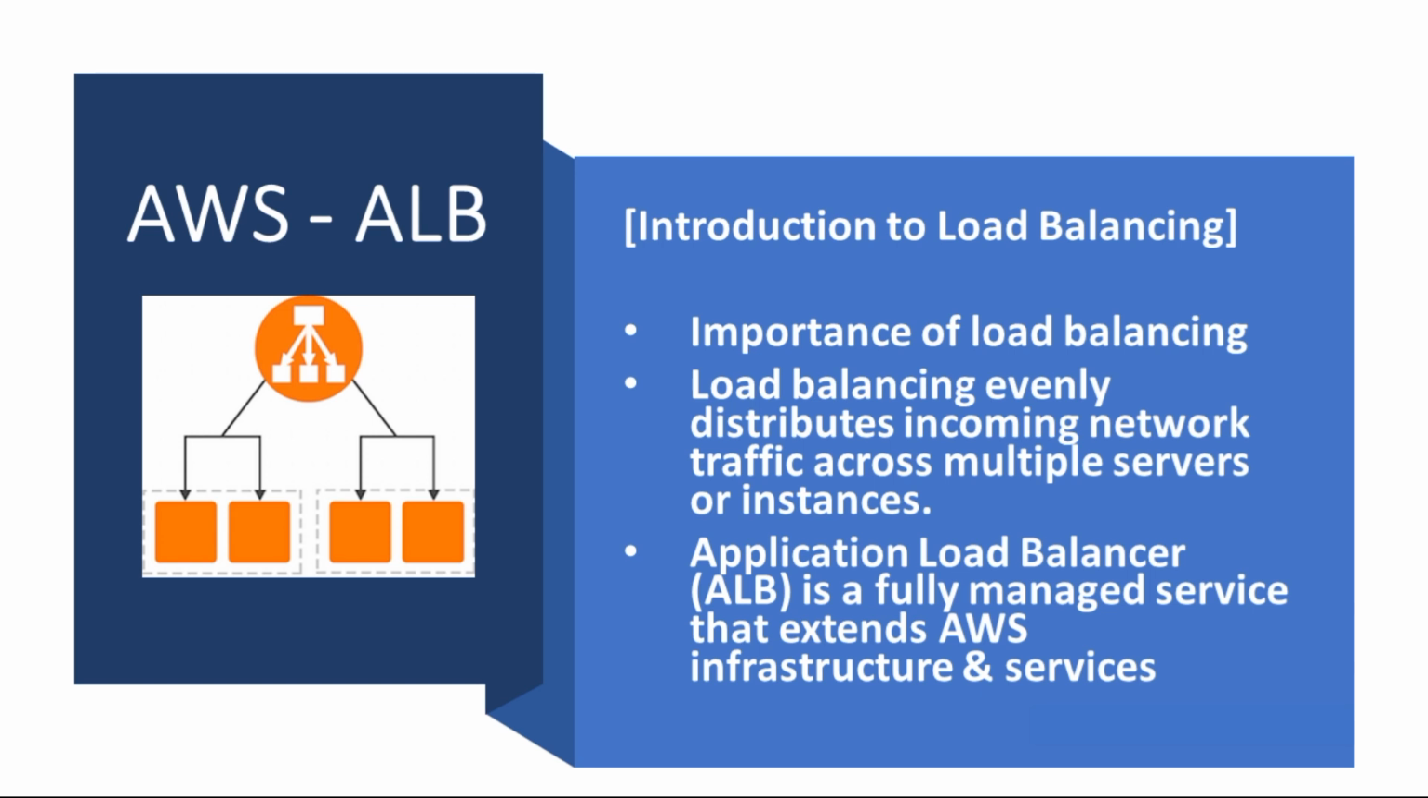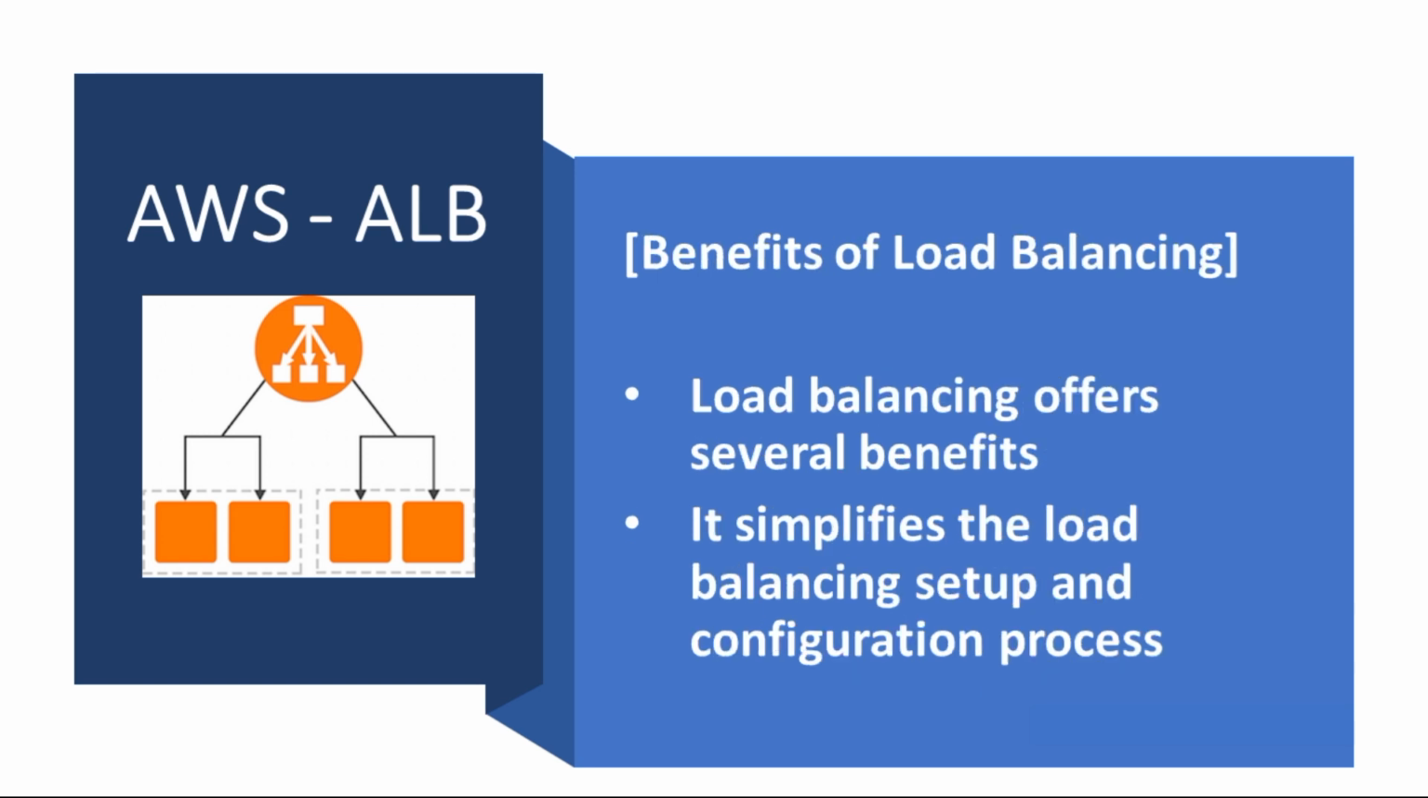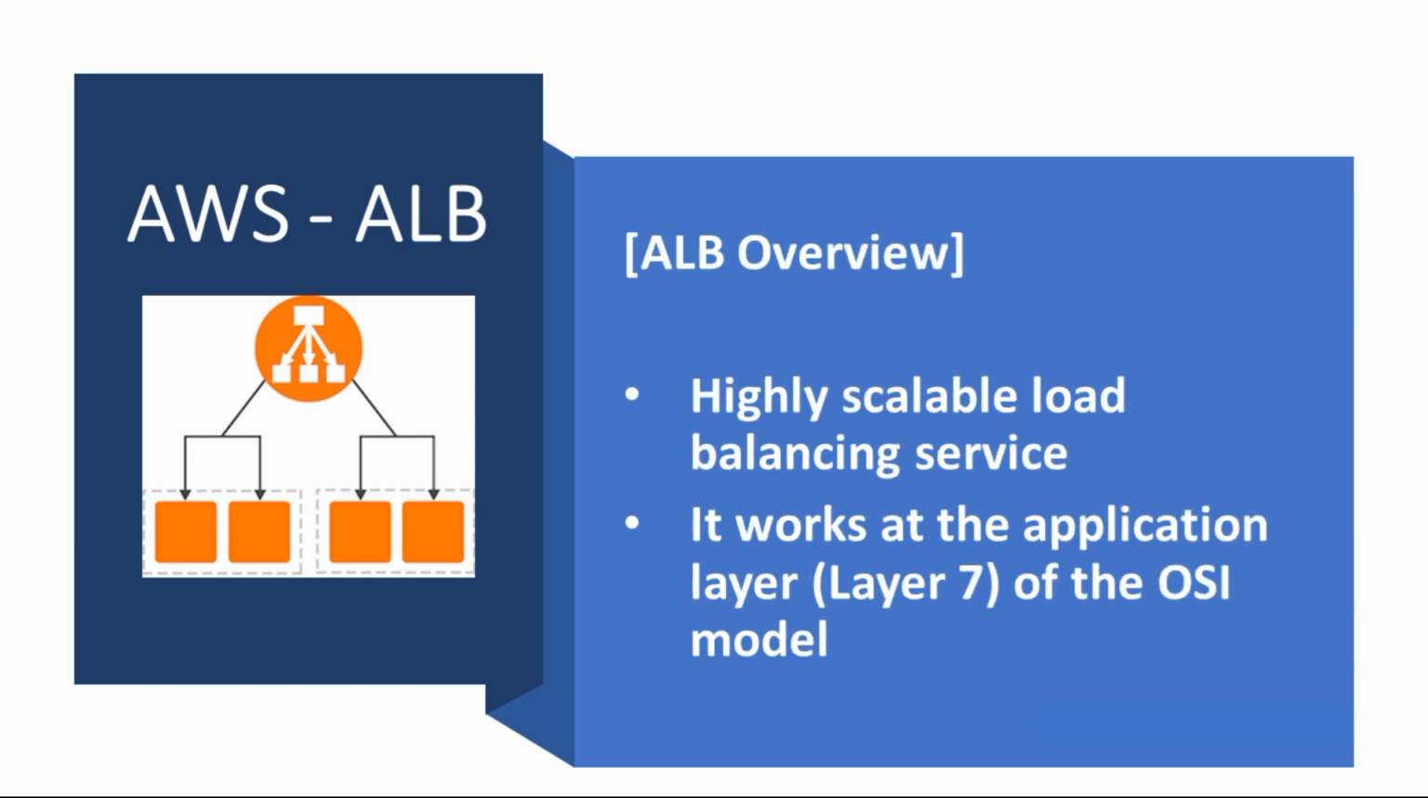Load balancing evenly distributes incoming network traffic across multiple servers or instances. This ensures optimal resource utilization, improves fault tolerance, and enhances the overall performance of your applications. Application Load Balancer is a fully managed service that extends AWS infrastructure and services. Load balancing offers several benefits, such as improved fault tolerance, increased availability, and enhanced scalability. AWS provides the automatic load balancer service, which simplifies the load balancing setup and configuration process.